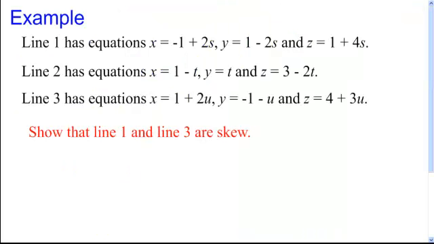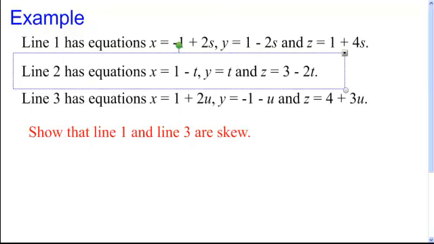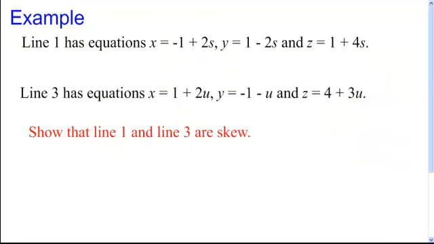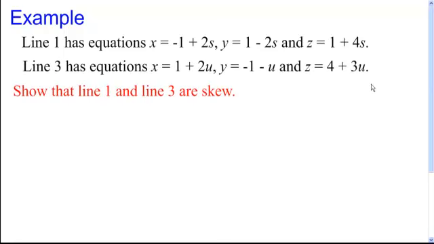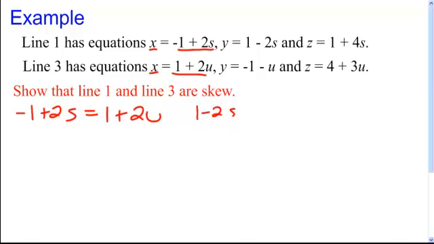And then the second part to this example wanted to show that lines 1 and 3 are skew. So if I'm looking at lines 1 and 3, I'm just going to delete this one for the time being. I want to show that these two lines are skew. Same type of thing as before, x equals this, set the two equal. So -1 plus 2s has to equal 1 plus 2u. And then the other one, I'll start with my y value. 1 minus 2s has to equal negative 1 minus u. Solving these two.